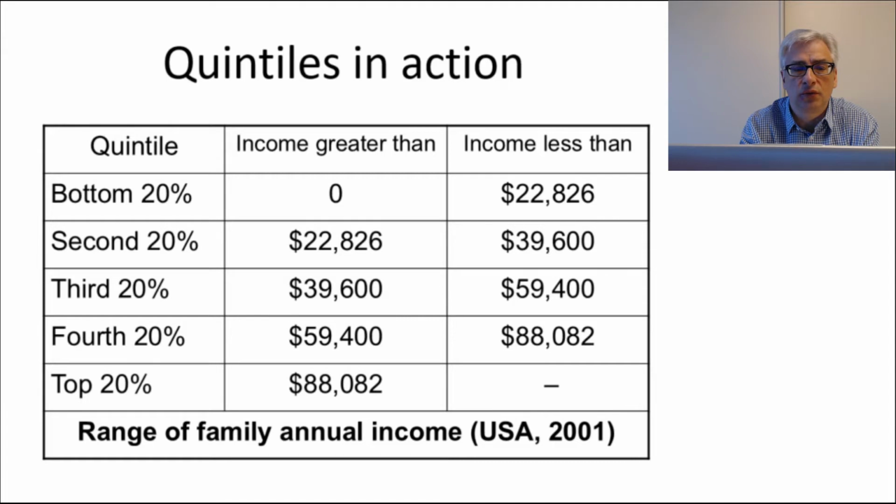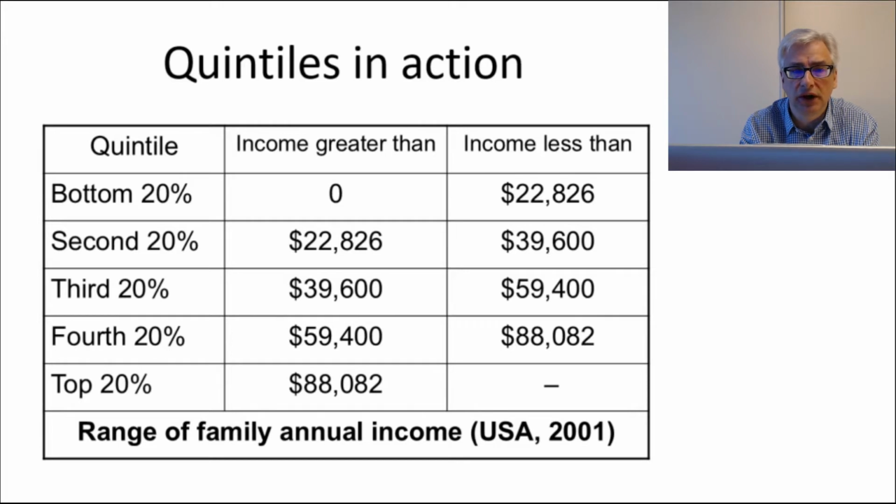And you can see here quintiles in action. The American society divided into quintiles depending on their income. So, if we put all American households in order by increasing income, then the first 20% of them would have the income of less than 22,826, and that would be the bottom 20% of households in the US, or was in 2001, in fact.